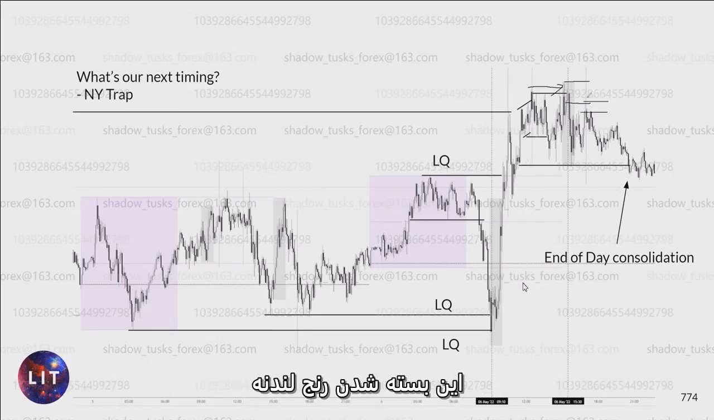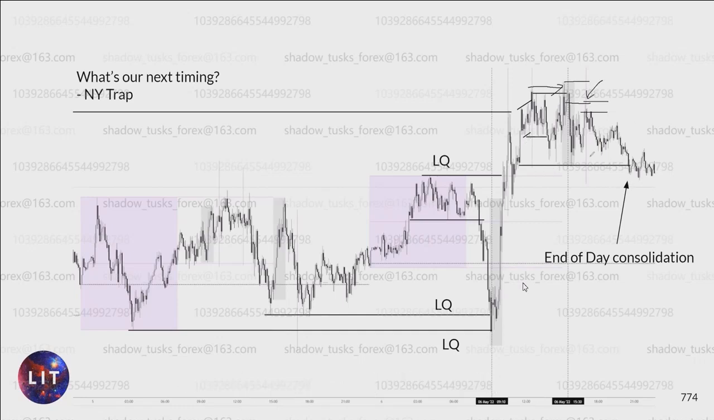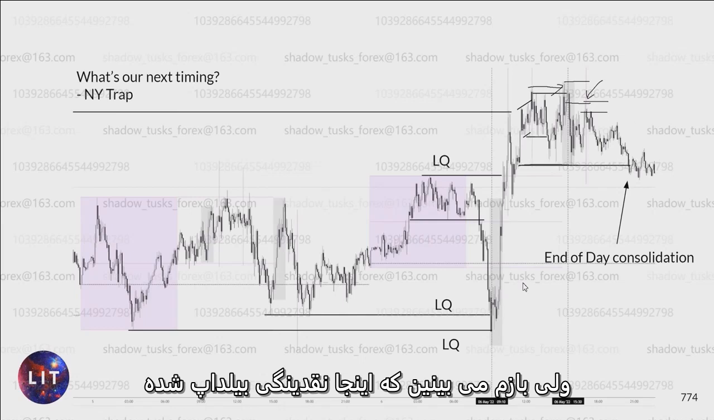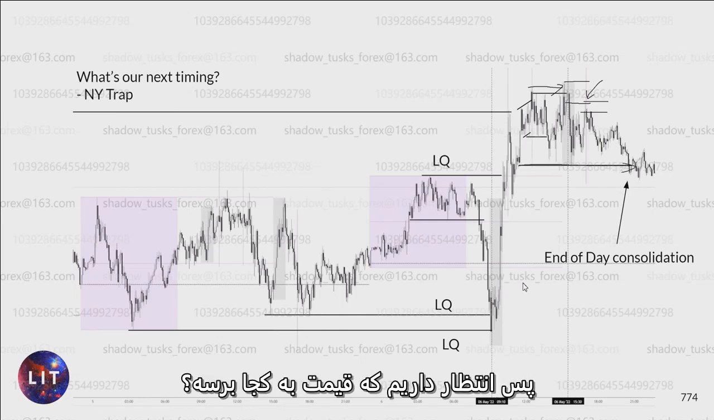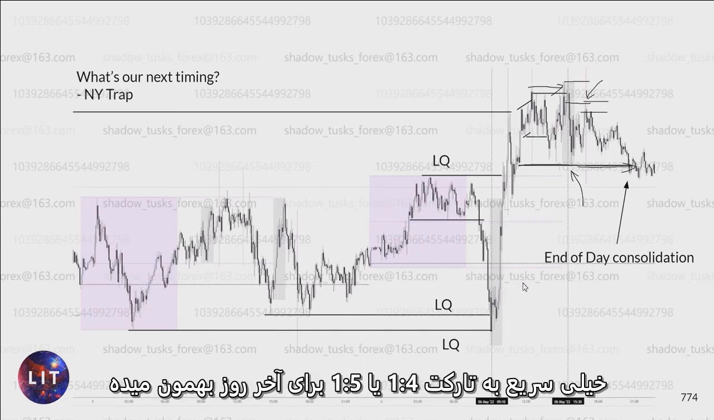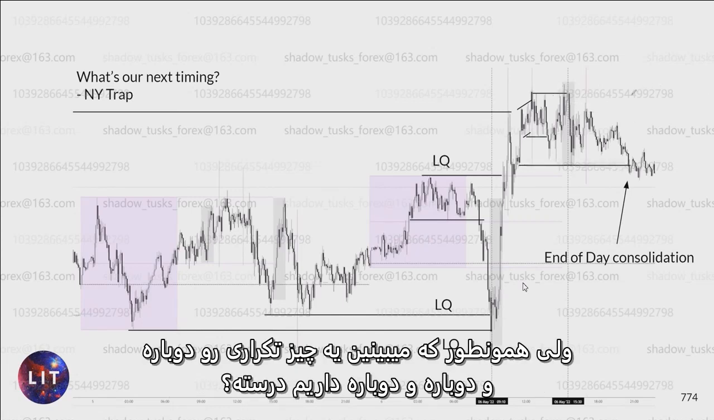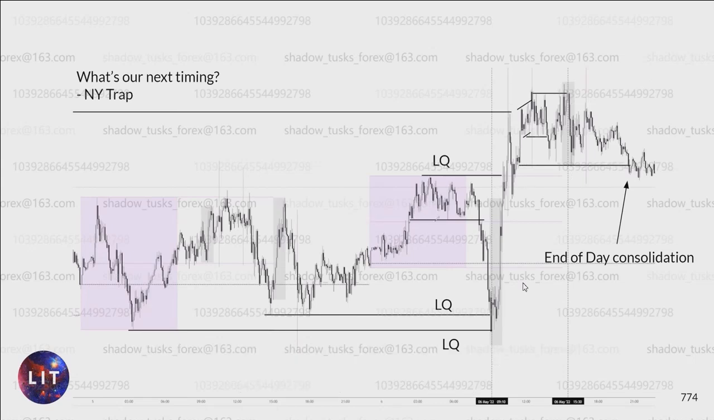Your target, or this is London close, so you're not expecting a huge move, but you can see that we've still built up liquidity. So where are we expecting it to come to? Well, this would be a perfect target, a quick little 1 to 4, 1 to 5 for the end of the day. No one complains about that, I'm sure. But as you can see, it's just the same thing over and over again, right? So we have liquidity buildup.